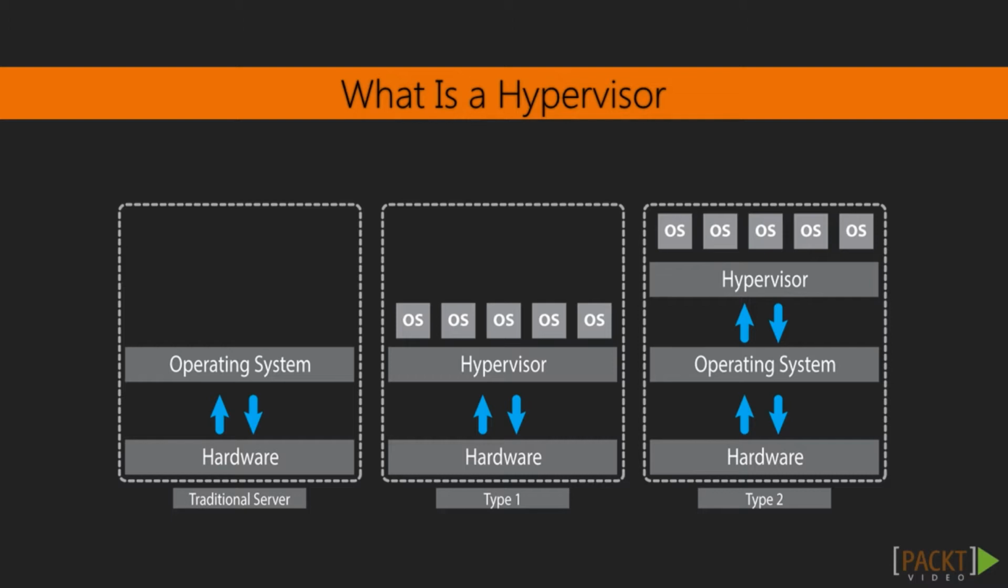Microsoft would like you to believe that Hyper-V is a Type 1 hypervisor for marketing purposes. However, the reality is you need to install Windows Server and then turn on or enable the Hyper-V service. So it can be argued that Hyper-V is a Type 2 hypervisor. Other examples of a Type 2 hypervisor would be VMware Workstation and Oracle's VirtualBox.